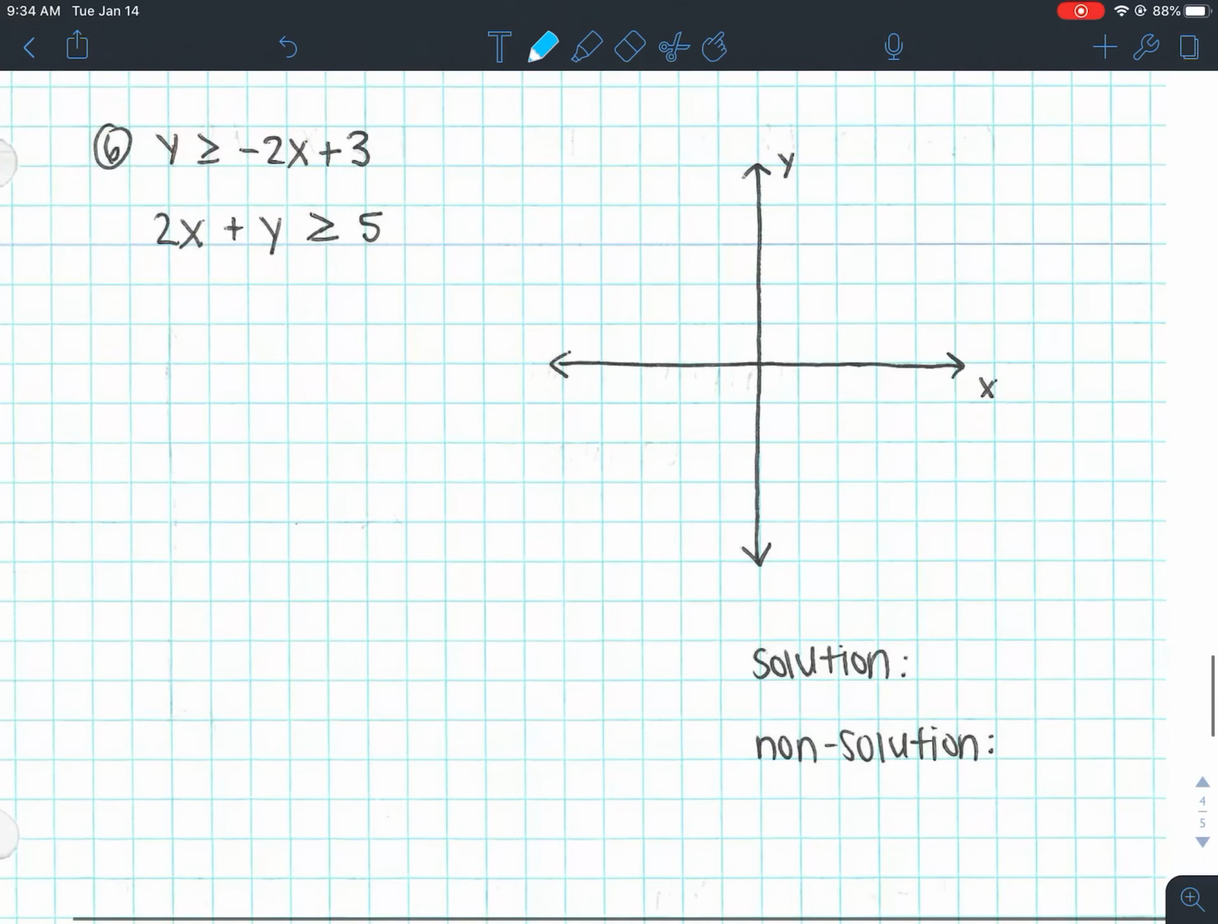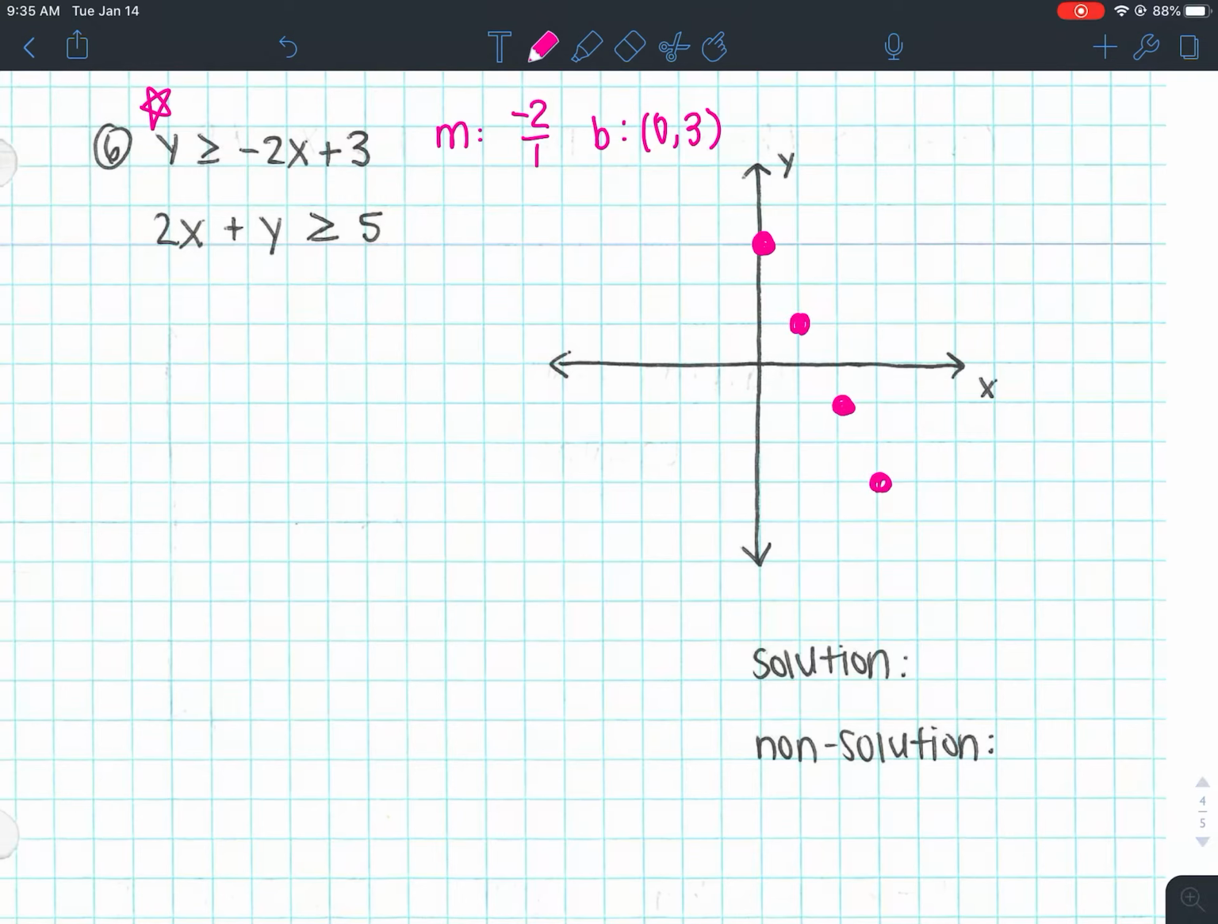All right, last one. In that first one, my y is already by itself. My slope here is -2/1, and my y-intercept is (0, 3). So I'm going to go up to positive 3, and then we're going to go down 2, to the right 1. This is a negative slope, so make sure when you're graphing the slope that it is in the negative direction. Before I draw a line, I check. It is equal to, so I am going to draw a solid line. And it says greater than or equal to, so I'm going to shade above.